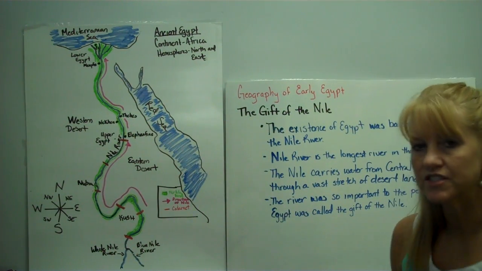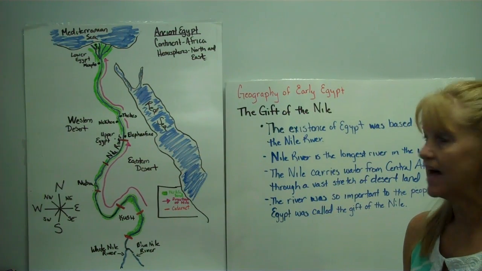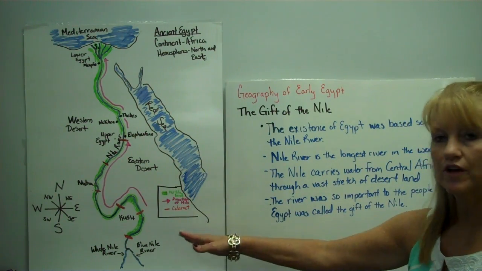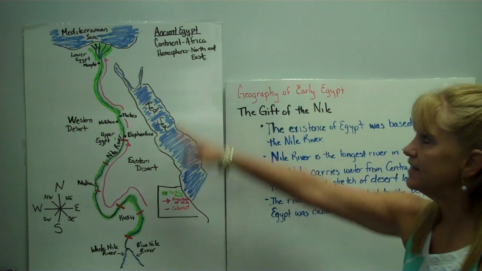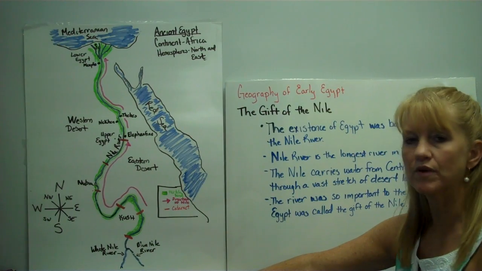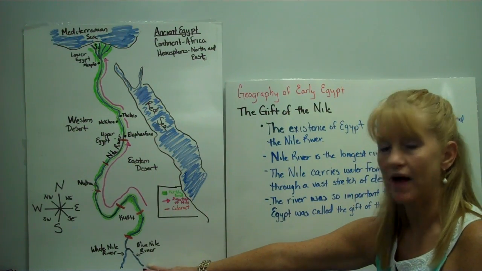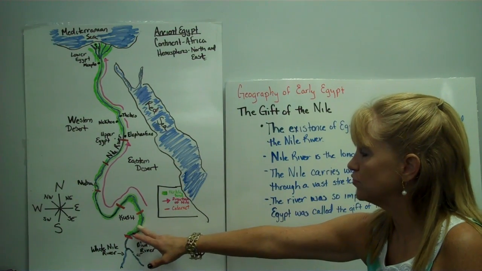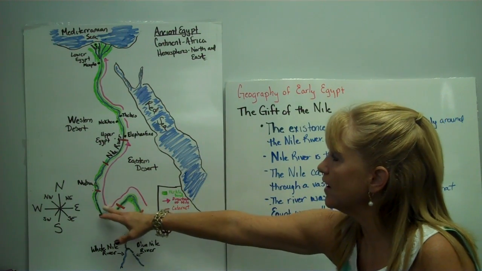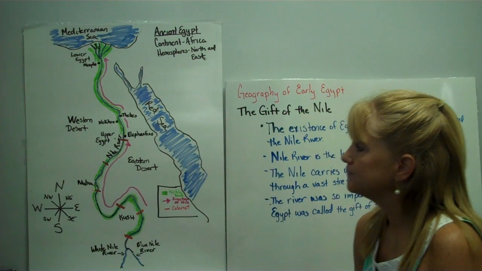Today, we will begin our study of ancient Egypt. The first thing we're going to look at is the Nile River. And if you look over here at the map, you will see that at the top is the Mediterranean Sea. Now, the Nile River comes from the White Nile and the Blue Nile. It travels north all the way up and empties into the Mediterranean Sea.